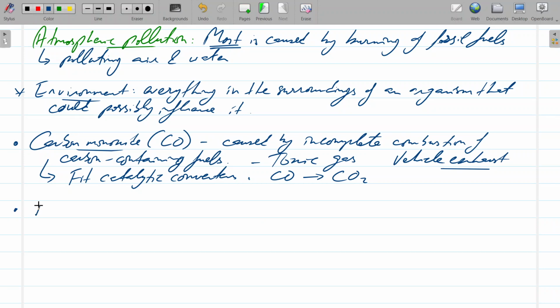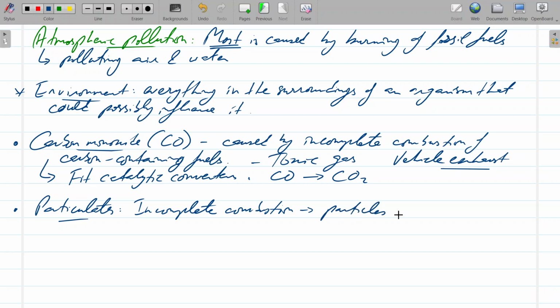The next thing you have are what are called particulates, right? Those are actually particles from incomplete combustion, and so some of the carbon is not combusted at all, and so you've got particles of carbon. And the problem they can cause is respiratory problems or respiratory distress or disease.